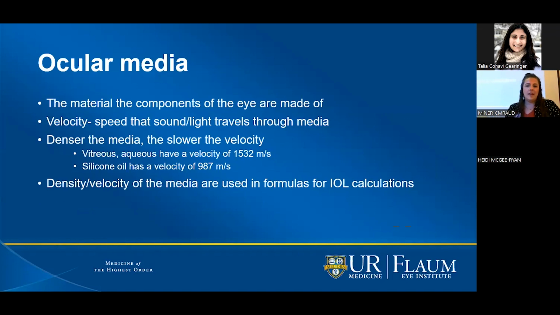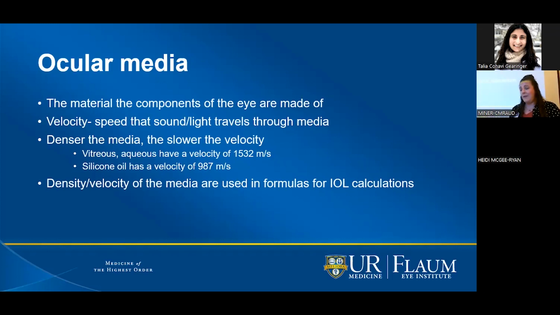The next thing that these machines are looking at, or we have to consider, is the ocular media, and that's what the material of the components of the eye are made of. So these machines are using the velocity, which is the speed of light and sound as it travels through media. And each media has a velocity based on the density of that material. So the vitreous and aqueous of our eye have a velocity of around 1,500 meters per second.